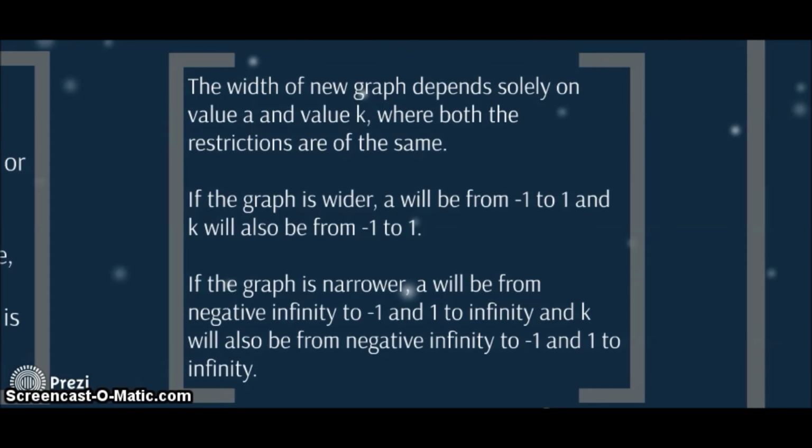The width of the new graph depends solely on value a and value k, where both restrictions are the same. If the graph is wider, a will be from negative 1 to 1, and k will also be from negative 1 to 1. If the graph is narrower, a will be from negative infinity to negative 1 and from 1 to infinity. And k will also be the same, which is from negative infinity to negative 1 and from 1 to infinity.